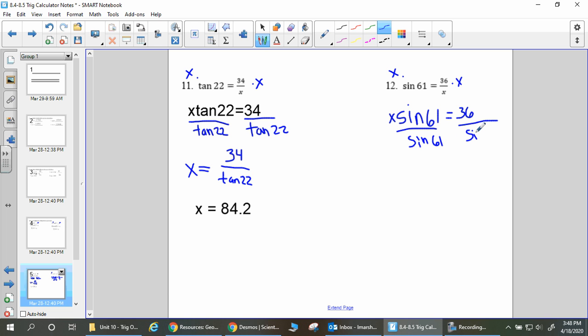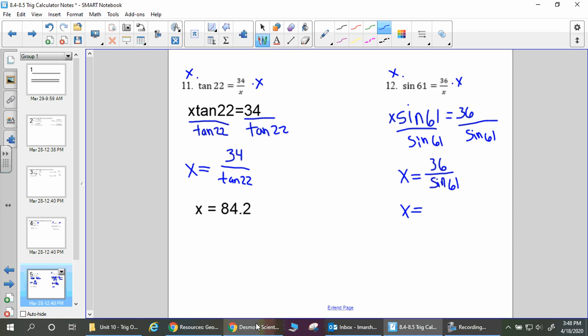If you notice that the x and whatever was on the left-hand side are just switching places, I don't necessarily need to see this work. I do need to see that x equals 36 over the sine of 61. I want to see what you're going to type into a calculator so that if you hit a wrong button or something like that, I at least know that you solved this part correctly. So again, use the same steps that we just did.